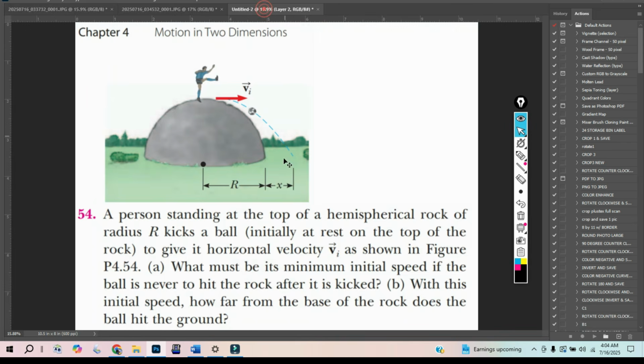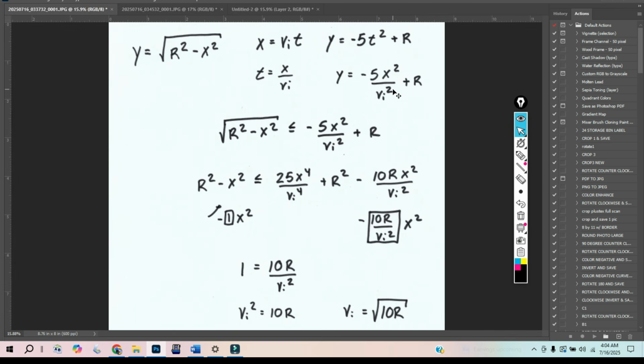What we want to make sure is this parabola never touches the dome. It's going to be touching right at the top where the soccer ball touches the dome. But when we kick it, the soccer ball never touches the dome again. All right, so how do we solve this?